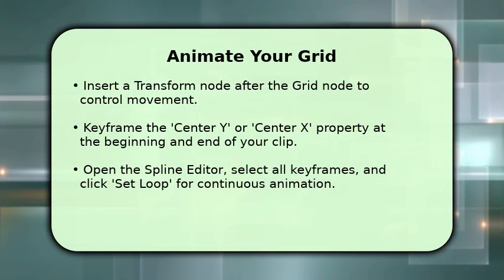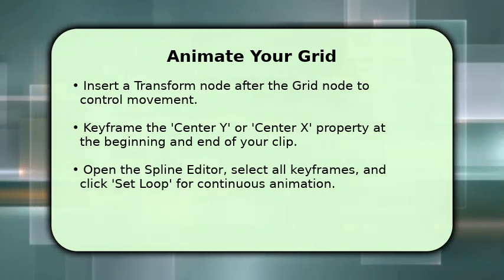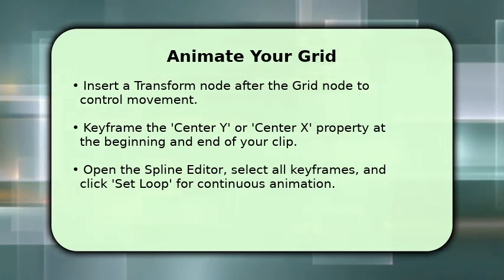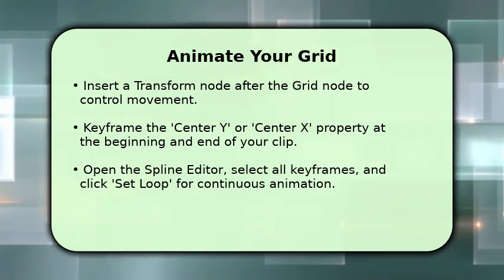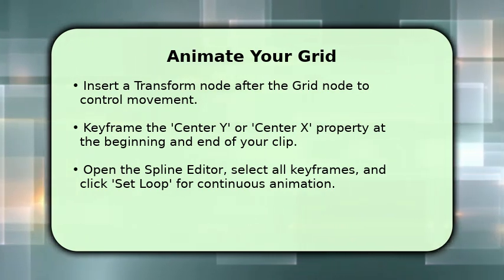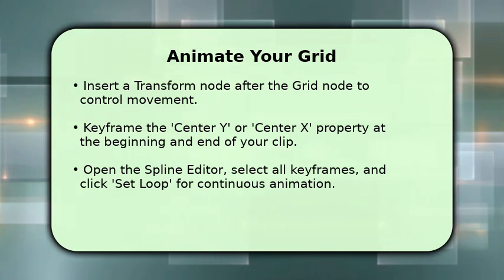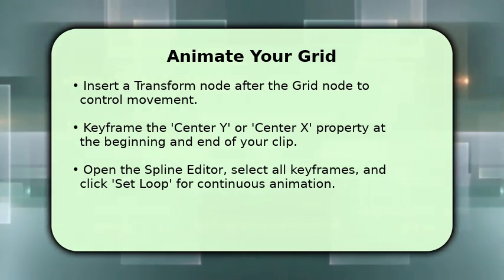To bring your grid to life, add a transform node after your grid node. This is where the magic of animation happens. At the start of your clip, set a keyframe for the center Y or center X property. Then, move to the end of your clip and adjust the value to create movement. Open the spline editor, select all keyframes, and click the Set Loop button for continuous motion. Finally, set the transform node's edges to wrap for an infinite, seamless scrolling effect.